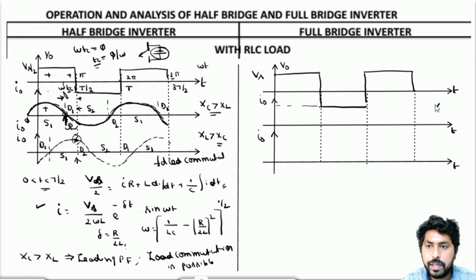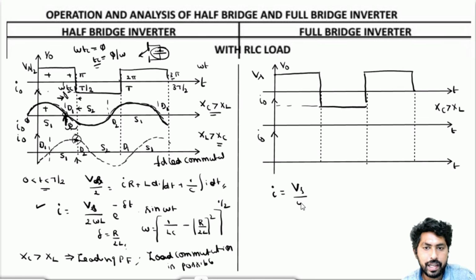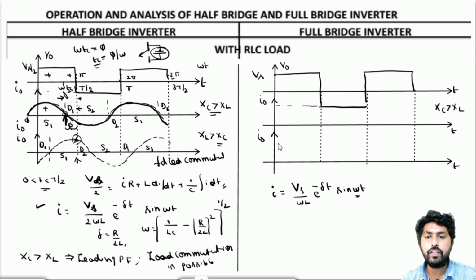Now let me take the condition as XC greater than XL. What happens if XC is greater than XL? Here the current will be Vs by omega L into e power minus delta t into sine omega t. At omega t equal to pi, the current will become 0. So it will be like this.